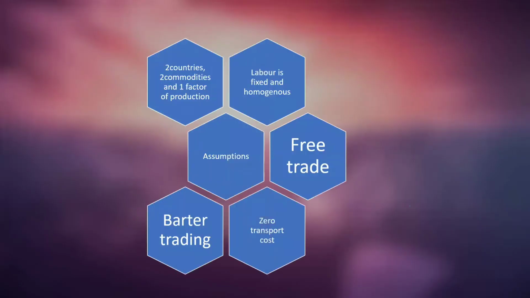Okay, so let's look at the assumptions. There are two countries, two commodities, and one factor of production. Here the labor is fixed and homogeneous. It has to be a free trade. There is zero transport cost and there has to be barter trading.